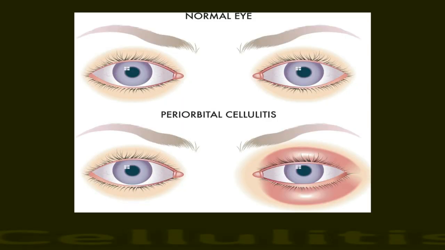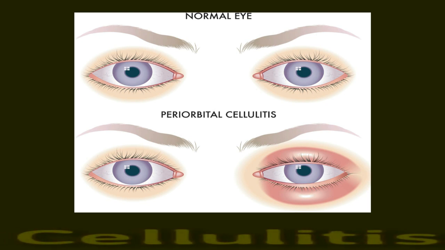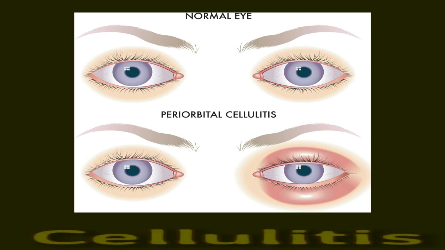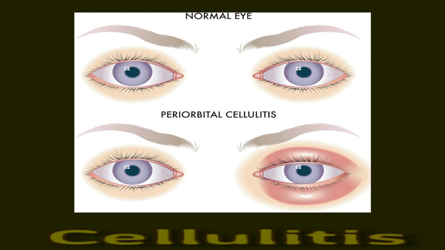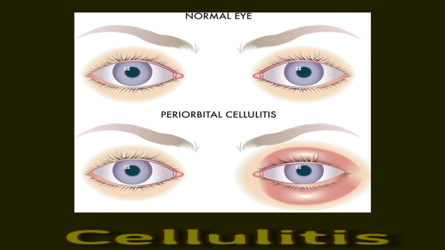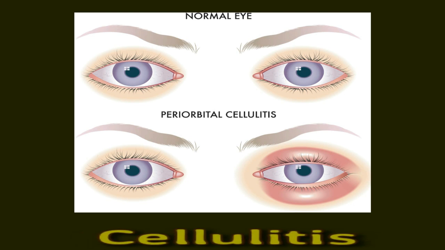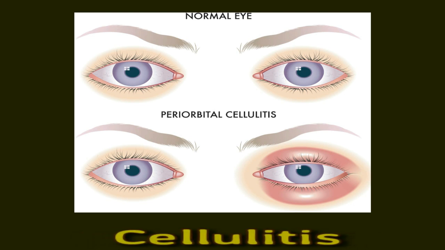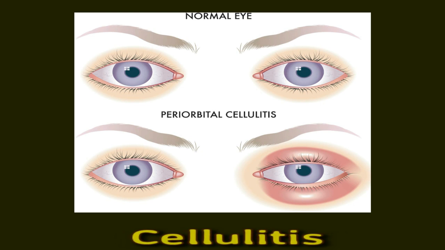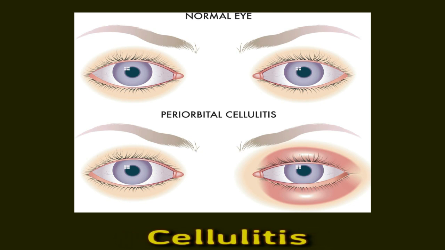Cellulitis. Cellulitis is a bacterial or fungal infection. It can affect the skin and the eyes. Two types of cellulitis may affect the eyes. Preseptal cellulitis. This type affects the eyelids. Orbital cellulitis. This type affects the eyeball and soft tissues behind the eyelid septum.